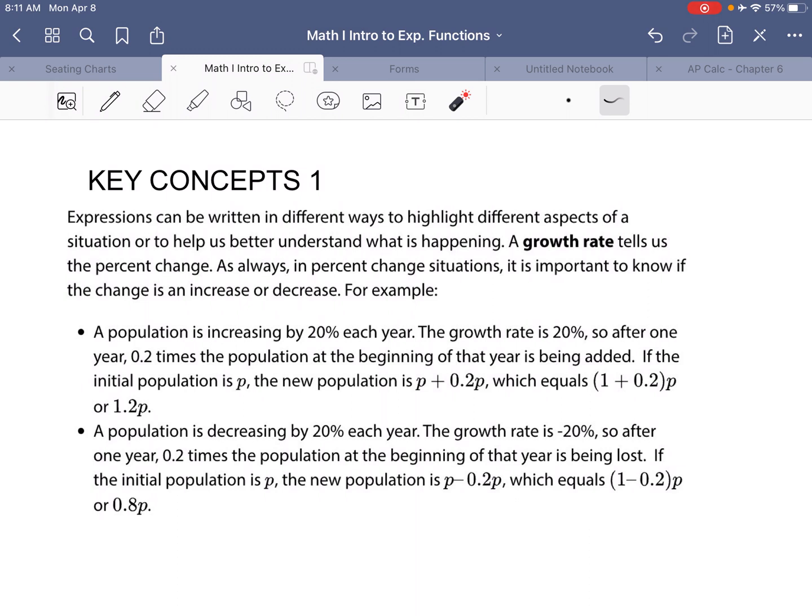If your full population is 100%, growth of 20% would mean that you have 120% of your population the next year. If your population is decreasing 20% each year, well, if the full population is 100% and you lose 20%, you have 80% of your population left.